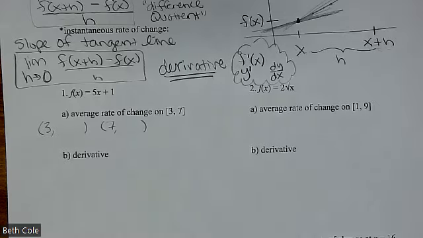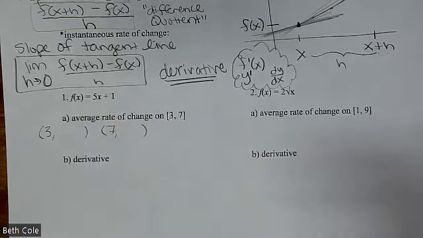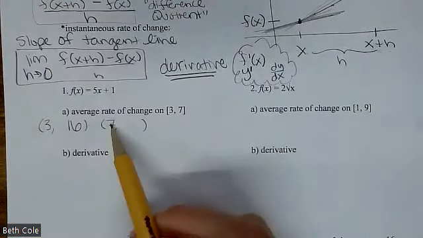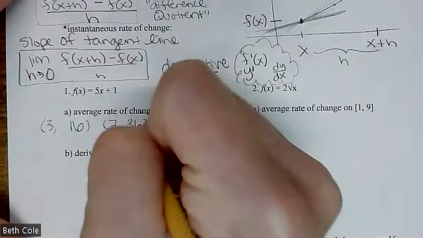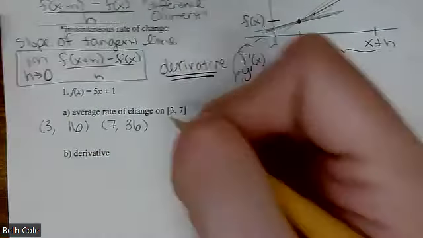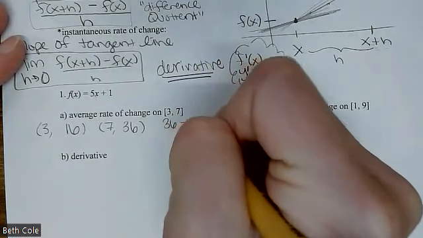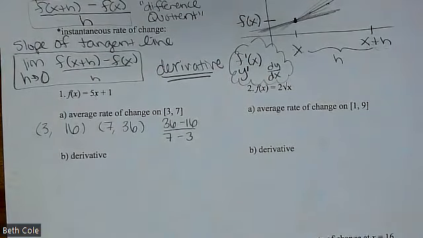So how do we get the somethings, the other parts of the points? Plug them in. All right, here comes the actual math. 3 times 5, 15 plus 1, good. 7 times 5, 35 plus 1, 36. And then you do your difference quotient. It's going to be 36 minus 16 over 7 minus 3. And on the AP exam, you stop there, you're done.